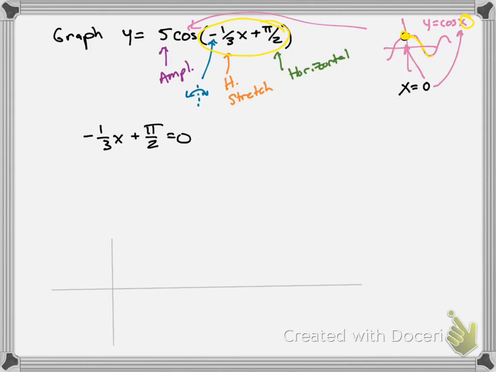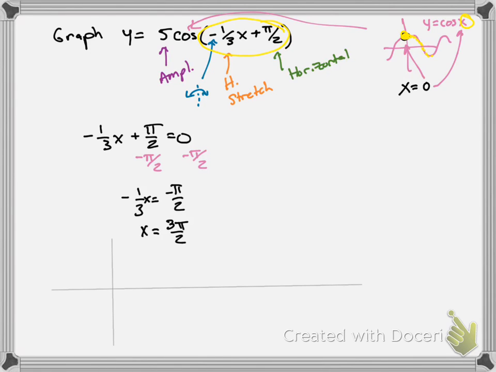And at this point in time, I can just solve, right? So I can go ahead and subtract pi over 2 from both sides. And then I'm going to get negative 1/3 x equals negative pi over 2. And then I could just get rid of the negatives because it's like dividing both sides by negative. And then I could multiply by 3 on both sides. And ultimately, in the end, I'm going to end up getting x equals positive 3 pi over 2.